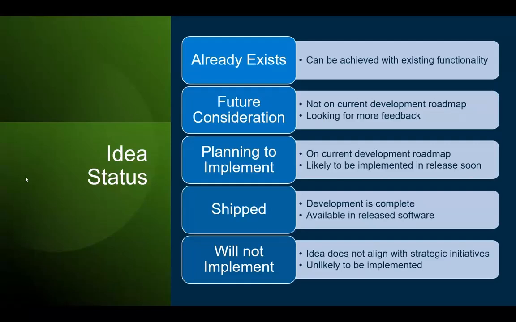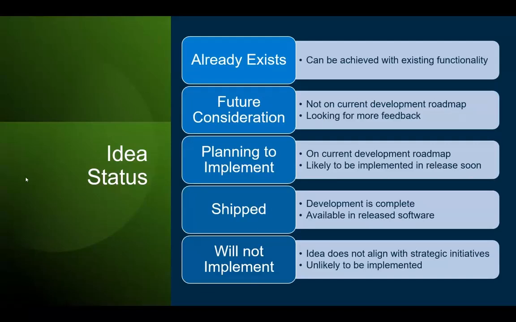Now, the most common one you'll probably see out there is future consideration. That is an idea somebody has submitted to us. It's not currently on our development roadmap, but it's certainly something we're interested in. We want to get feedback from the rest of the user community. Is this something that would be useful to you? What are different use cases for it? So we're looking for those comments, those votes on those ideas. The more comments and particularly more votes an idea gets, the more likely it is that it's going to be considered to be put into the software in the future.